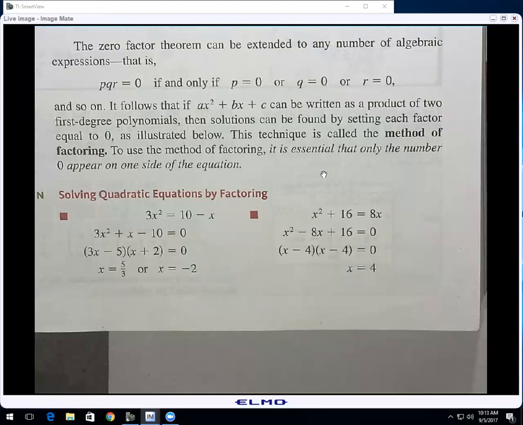Once you have 2 things multiplied together that give you 0, one of those things has to be 0. And you separate this into 2 equations, 3x minus 5 equals 0, or x plus 2 equals 0. That gives you those 2 answers. The second one's just a little bit easier. It's the easy kind of trinomial to factor. You only get one solution because both of those factors give you the same answer, x equals 4. So that's solving a quadratic equation by factoring.